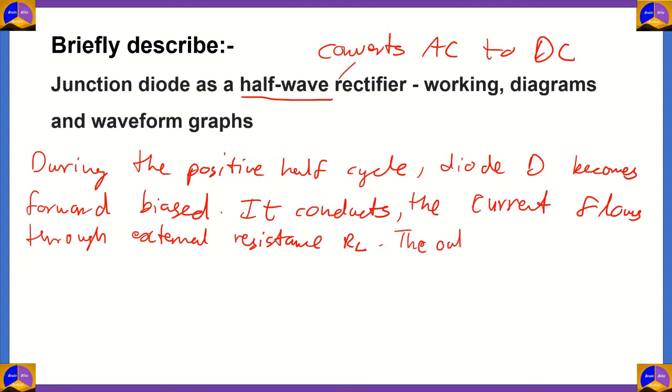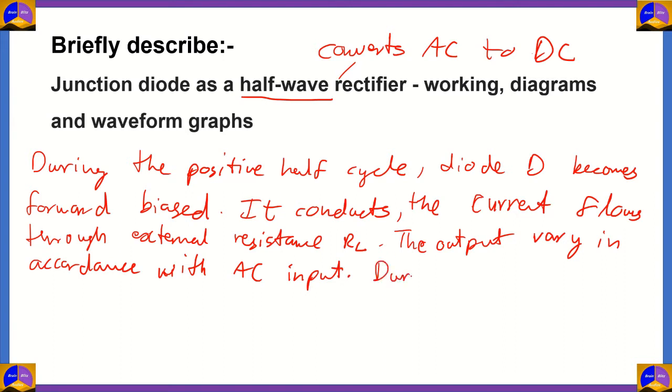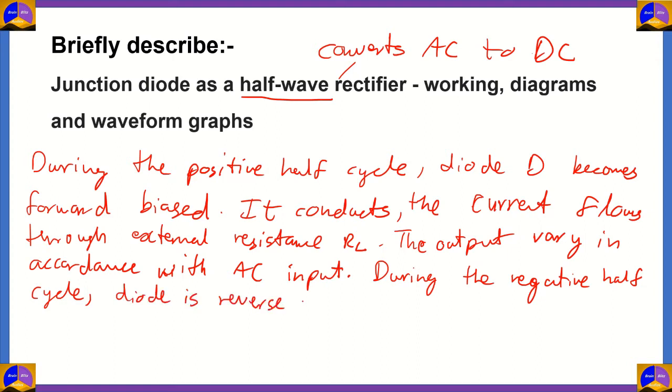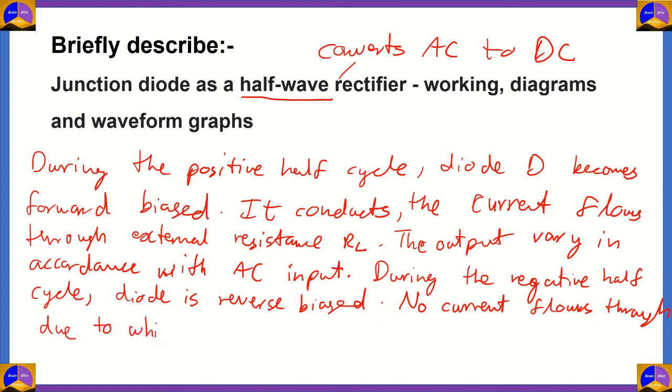The output across RL varies in accordance with the AC input. During the negative half cycle, the diode is reverse biased. So that means no current flows through, due to which there is no output across RL.